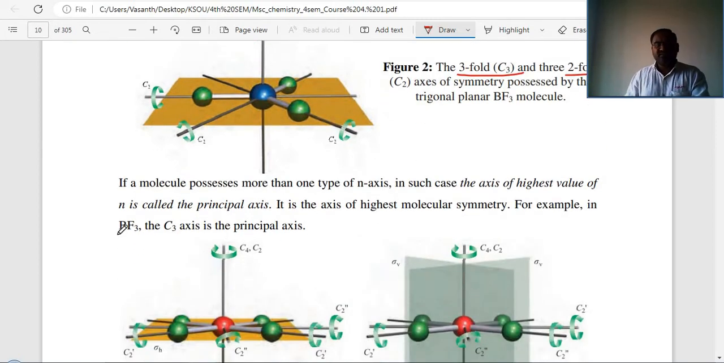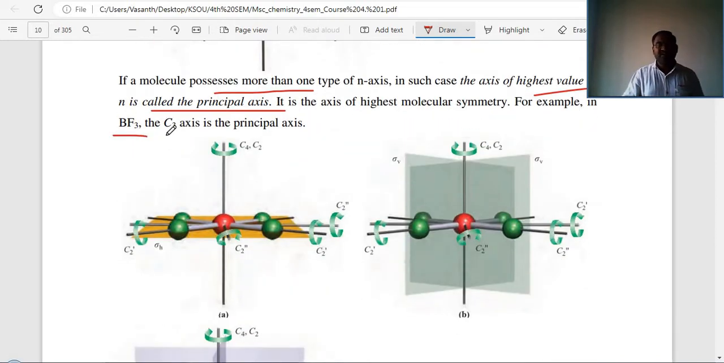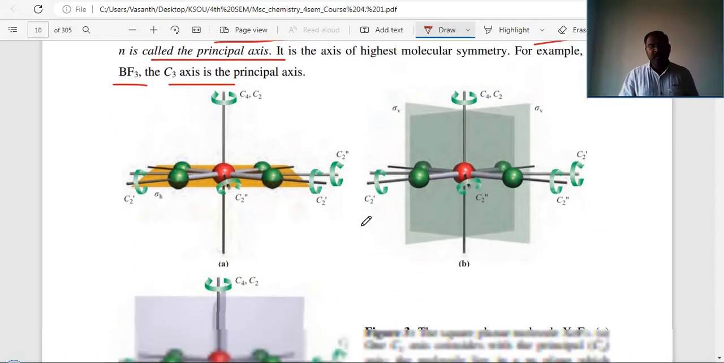We consider a molecule that possesses more than one type of n-axis. In such a case, the axis of highest value of n is called the principal axis. It is the axis of higher molecular symmetry. For example, in BF3, the C3 axis is the principal axis.